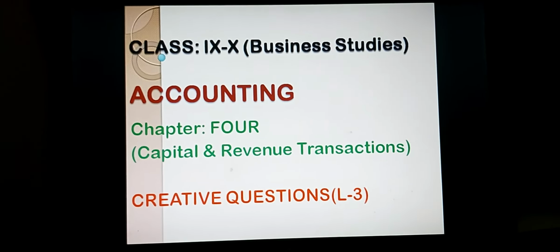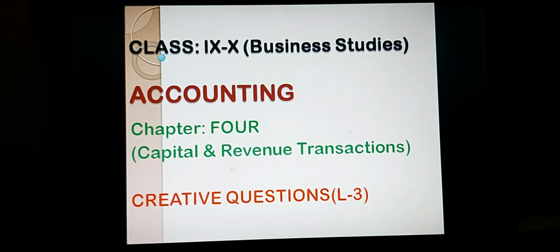Capital expenditure. You are seeing on the screen the same format we have followed for finding out the amount of capital expenditure in this chapter. So you can write in your copy in this way: the total amount of capital expenditure is shown below using a statement. Okay, which items are related to capital expenditure in this question?